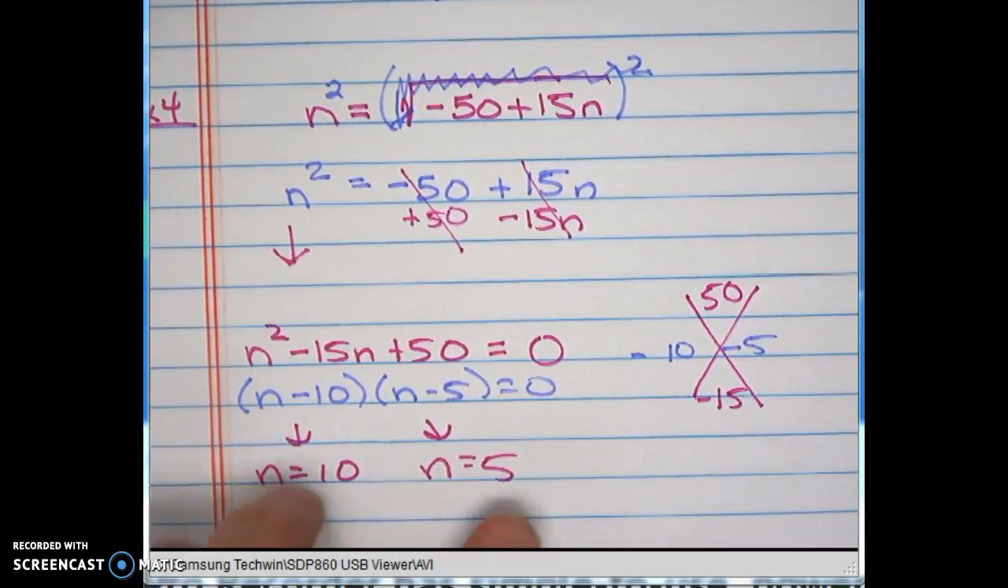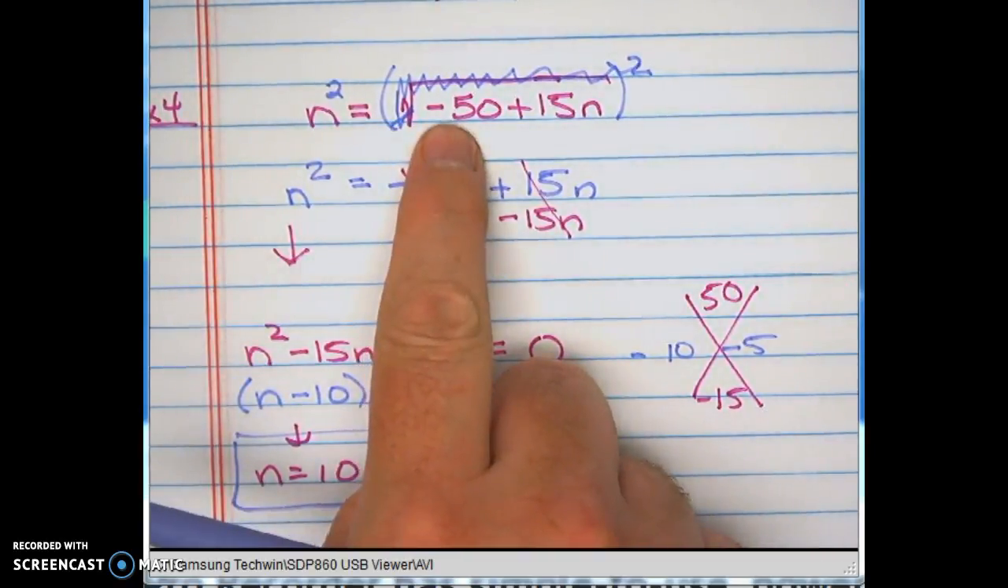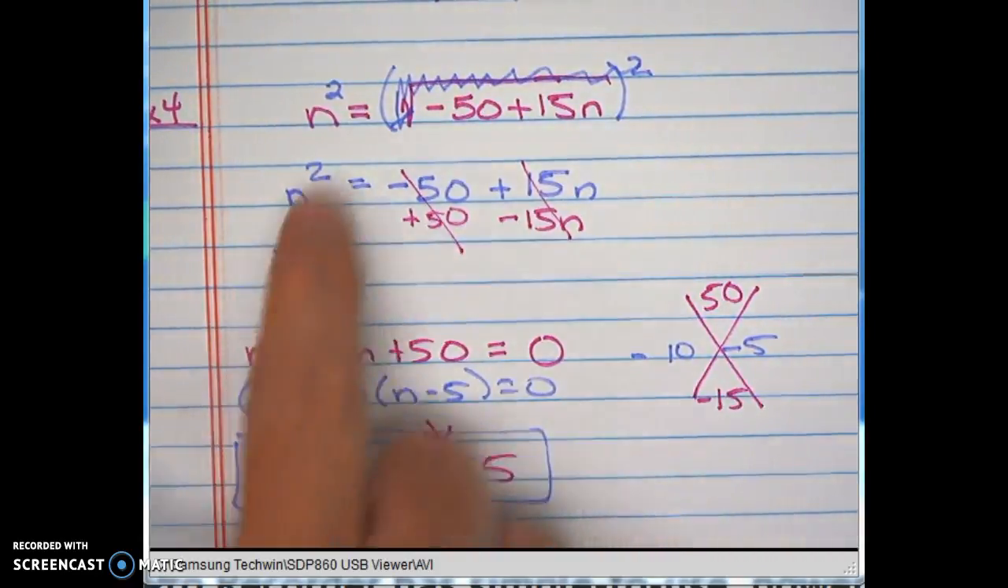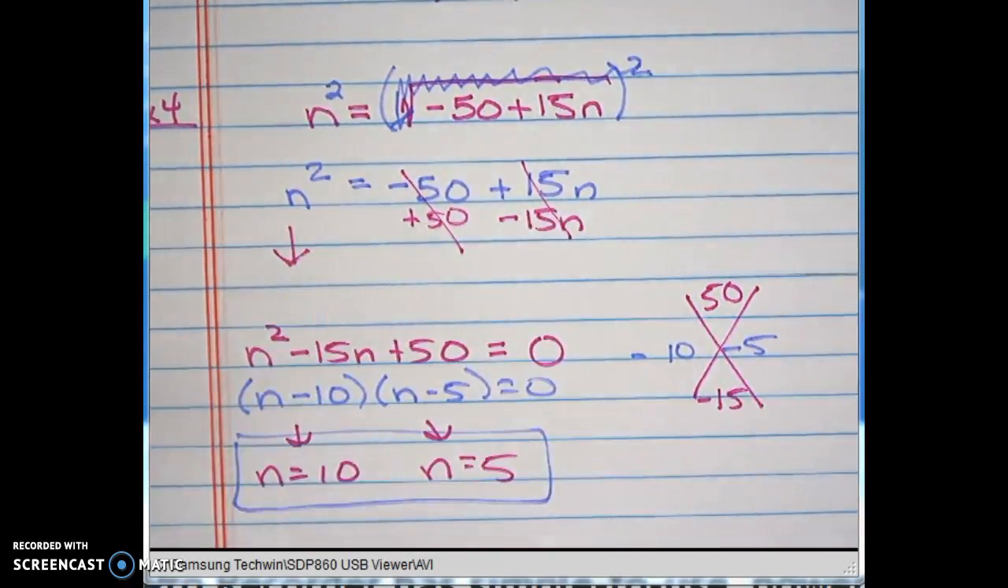And so it's quite possible to get more than one right answer. It is also possible that one of these answers doesn't work when you plug it back in. They're called extraneous solutions, but we'll look at those later. And so it is possible we get two answers. In this case, we got 10 and 5. Plugging in 10 in here, negative 50 plus 150 would give me 100. Square rooting it would give me 10, so that works. And the same thing would happen if I plugged in 5, and you can see for yourself.